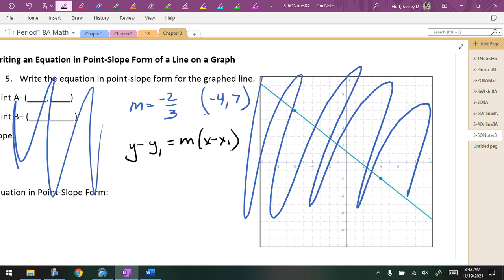Okay, I want everybody to fill in y1, m, and x1 and write me an equation. If I tell you it's -2/3 and I tell you the point is -4/7, we did this at the top of your page on the other side. If you don't remember, it's the very first thing we did.